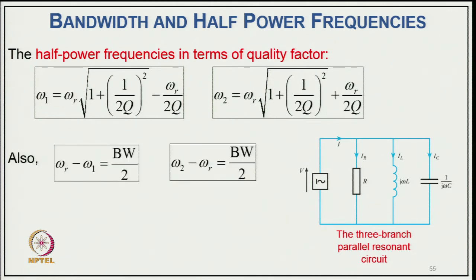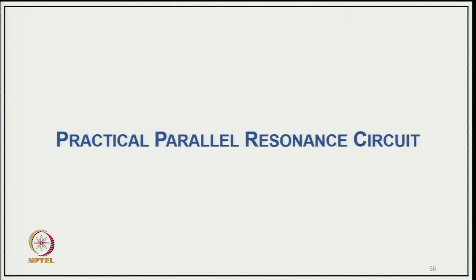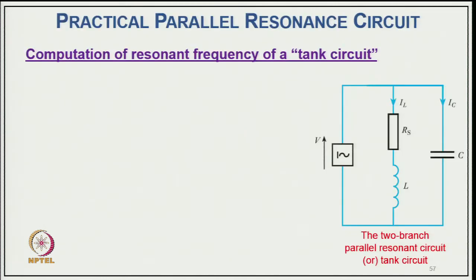Also, we can say omega R minus omega 1 equal to bandwidth by 2, and omega 2 minus omega R equal to bandwidth by 2. So now, coming to the practical parallel resonance circuit. Here we have a practical resonance circuit in the sense that you have some definite resistance of the inductor. This is the two-branch parallel resonance circuit, which we also call the tank circuit.